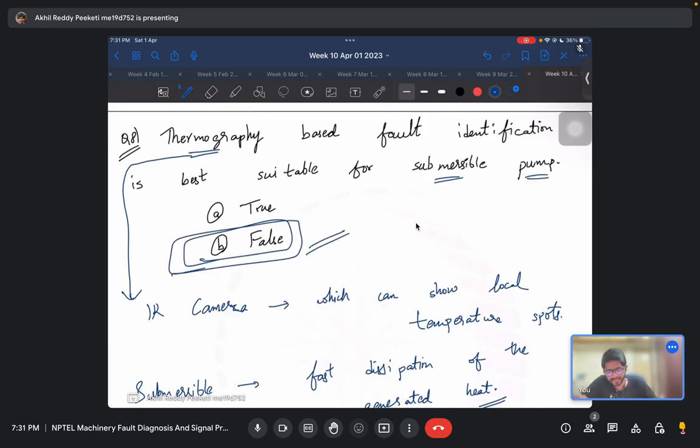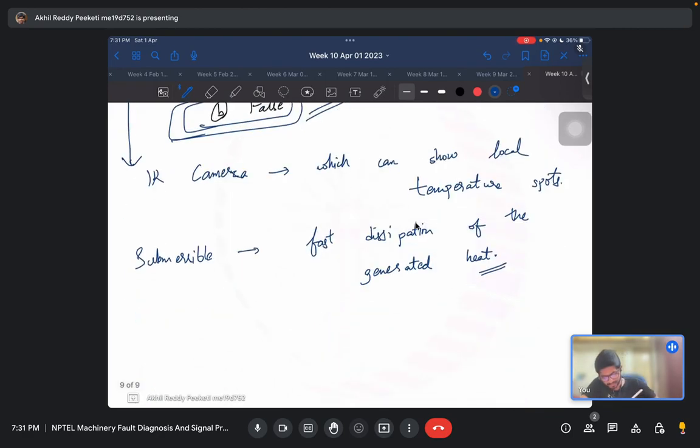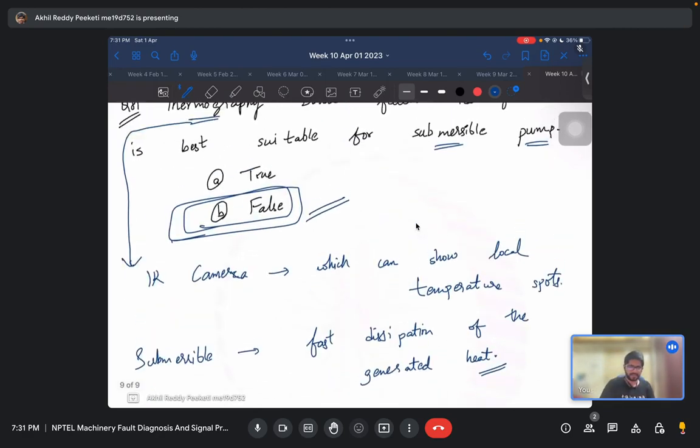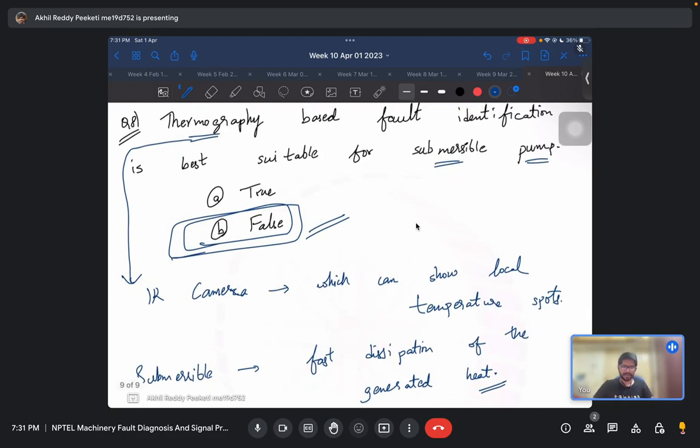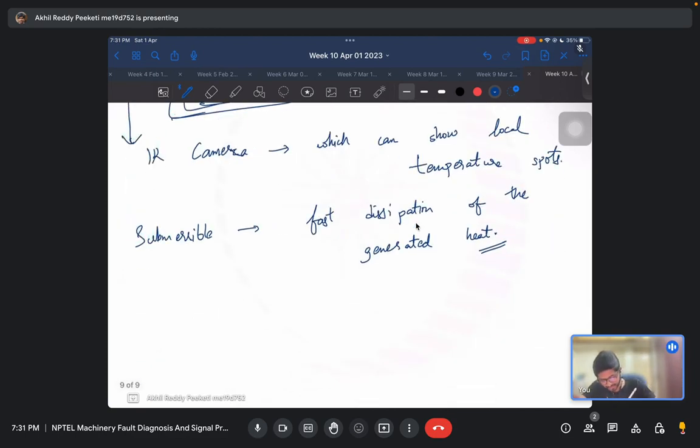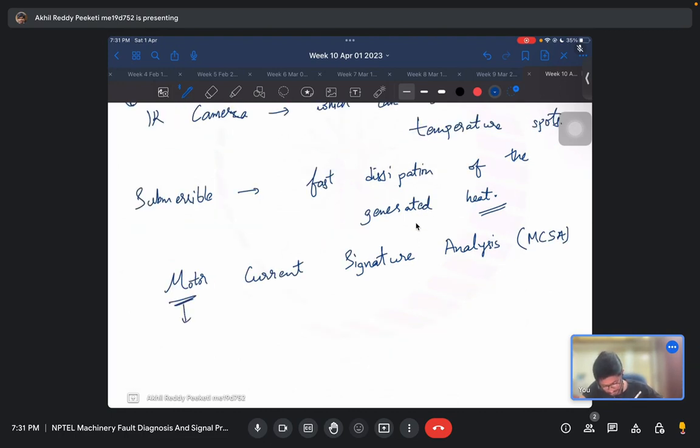Then which is the best suitable for submersible pumps? Ideally, in the submersible region, using accelerometers is also not an ideal situation. So you can directly track the current which you are sending to the motor. So motor current signature analysis, MCSA, is actually suitable for submersible pumps. Okay.